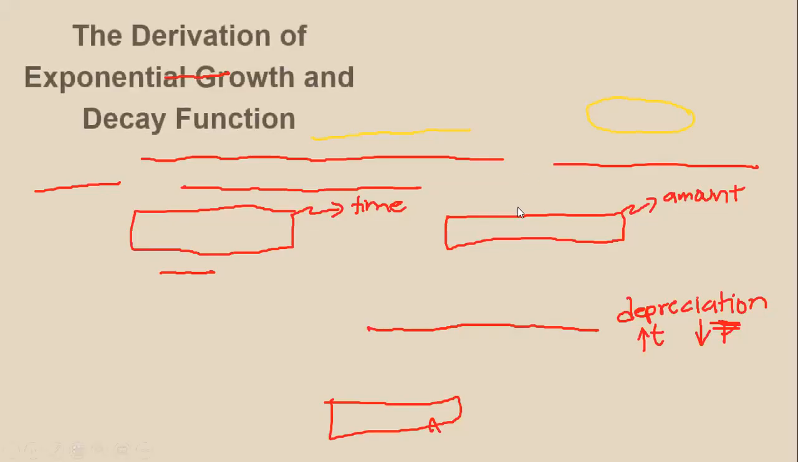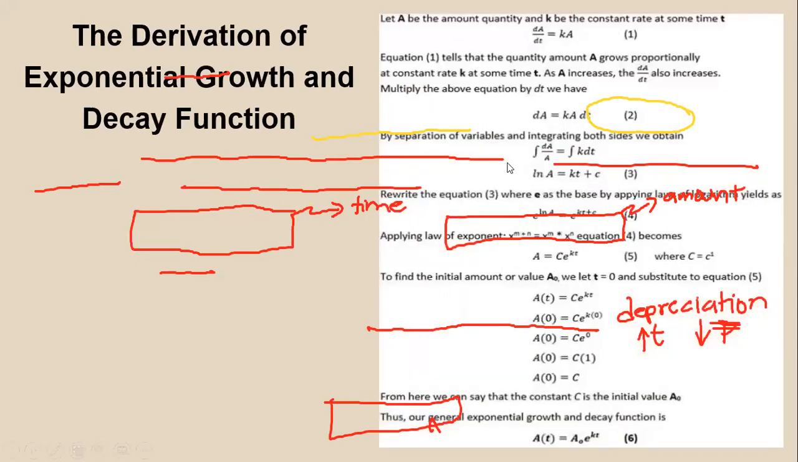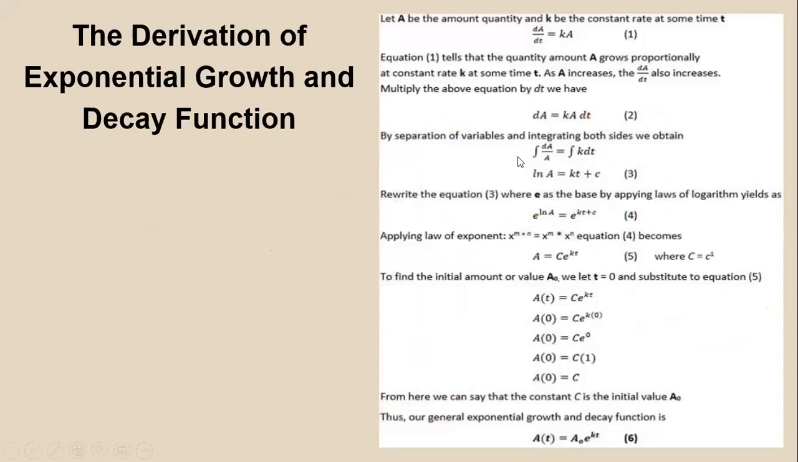So let us derive naman yung ating formula ng exponential growth and decay. Okay, so dito i-apply natin yung natutunan natin sa ating differential equation. Okay, so let A be the amount or the quantity, yung dami. So meron din tayong K which is the constant rate, and then we have T for the time.